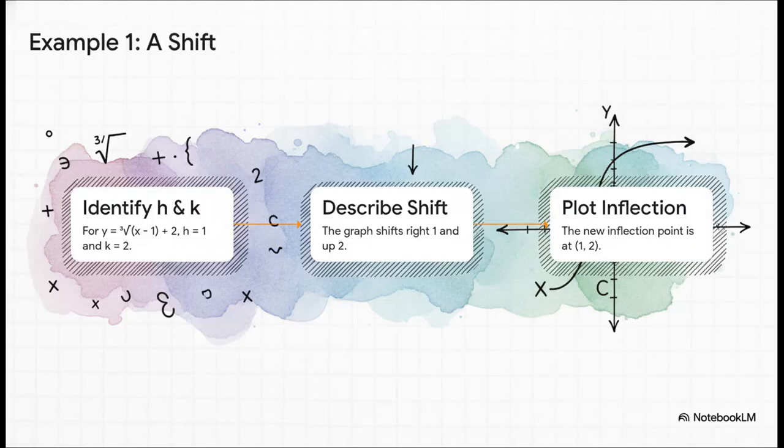Let's try one out. We've got y equals the cube root of x minus 1, plus 2. First thing, we hunt for h and k. Inside with the x, we have x minus 1, so our h is a positive 1. The number added on the end is a positive 2, so that's our k. What does that mean? A shift right 1 and up 2. So our new inflection point, our new center, is at (1, 2). All you have to do is plot that point and then just sketch that S-curve shape right through it.